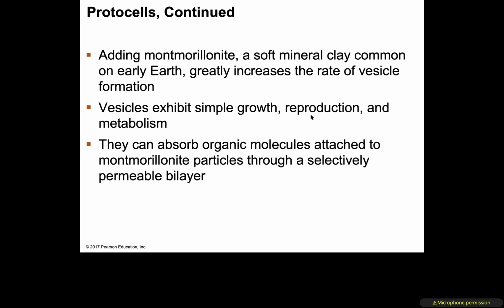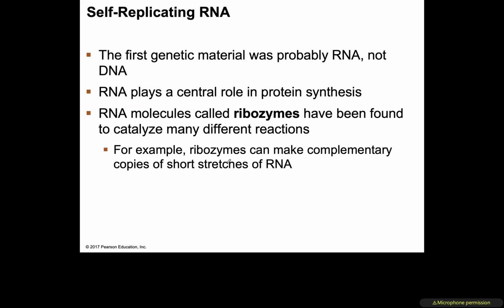And so they led up to vesicle reproduction and eventually led up to metabolism. That took a while. They can absorb organic molecules and attach them to particles through a selectively permeable membrane. Eventually this led to the first self-replicating RNA. The first genetic material was thought to be RNA and not DNA, and that RNA is going to play a central role in protein synthesis. It was a lot more simple, because nowadays, that's funny, it is DNA.